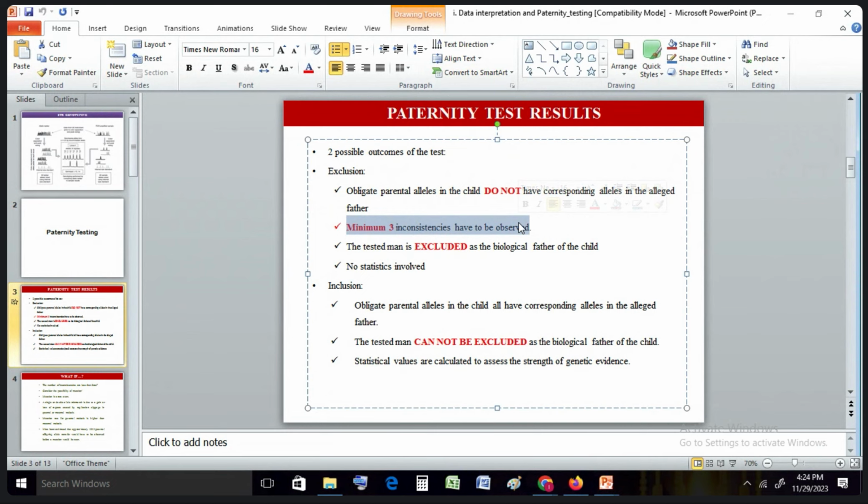Is that clear? Not two mismatches, a minimum of three. You must have three mismatches to exclude any person from the analysis.